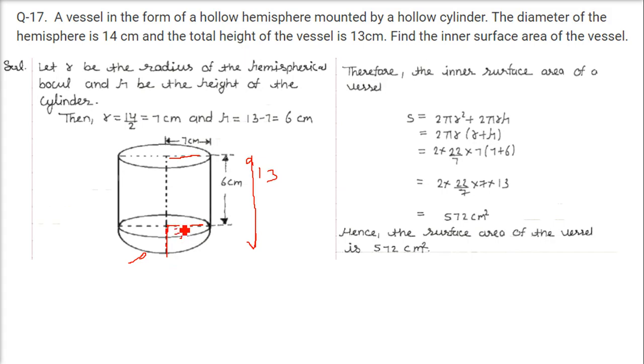And this height, or you can say the radius of the hemispherical part, is 7. So what will be this height from here to here? It will be 13 minus 7 and that is going to be 6. So this is 6 centimeter. So the inner surface area of the vessel will be what? It will be this surface area plus this surface area. Surface area of the hemisphere is 2 pi r square and surface area of this cylinder is 2 pi r h. And we know all the values. Radius is 7 for both and height is 6, we just found out. And it is going to be 572 centimeters square.